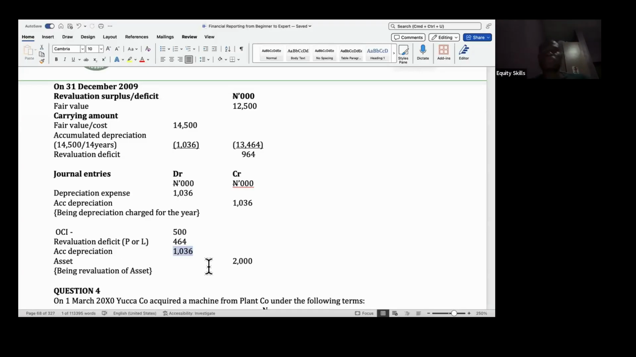And that is why we told you that whenever you revalue an asset, the accumulated depreciation on the asset to date will be cancelled out. I mean, it's like a start over for the asset. That's the principle. And that's the end for this question. Is that understood?